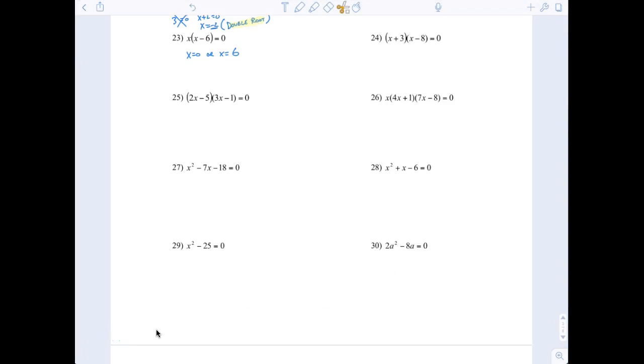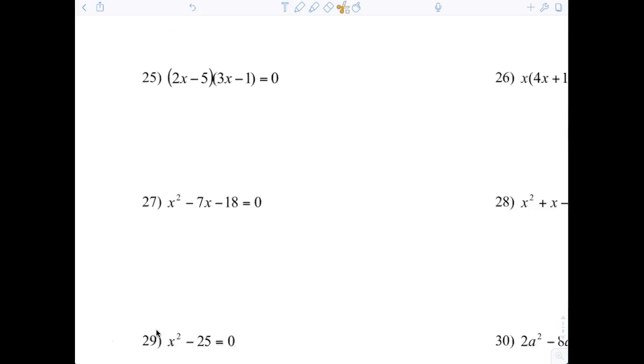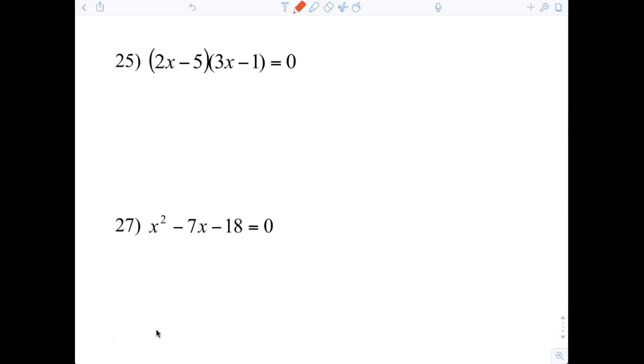Okay, now as I was saying, I really would like for you to pull up and let's double check the odds real quick. Now, number 25. The reason that was supposed to be super easy for you is because it's already set equal to 0 and it's already factored. So in this case, we're just doing 2x minus 5 equals 0, 3x minus 1 equals 0. So here I say x is equal to 5 halves or x is equal to 1/3.